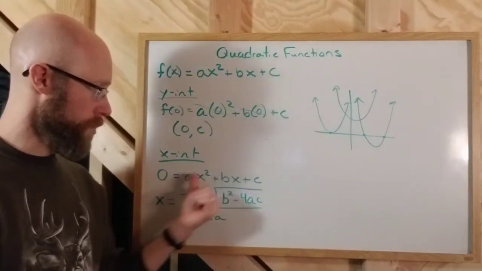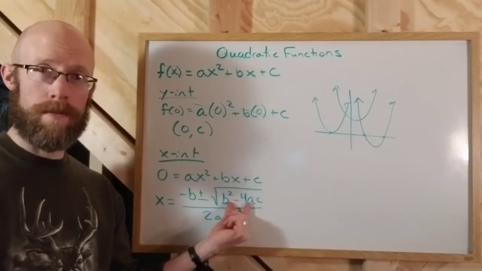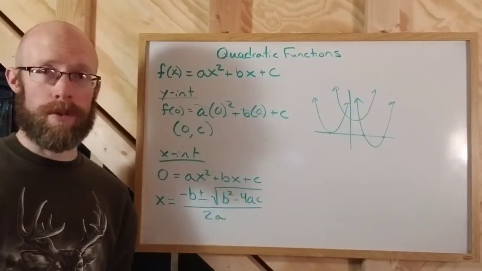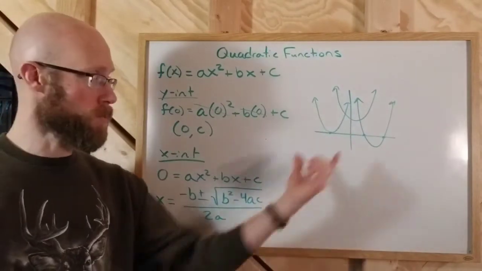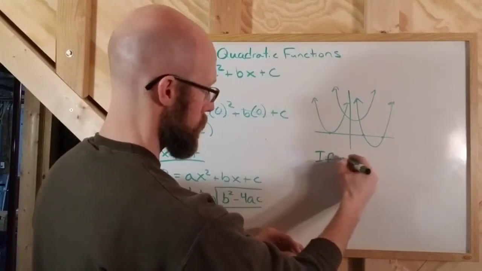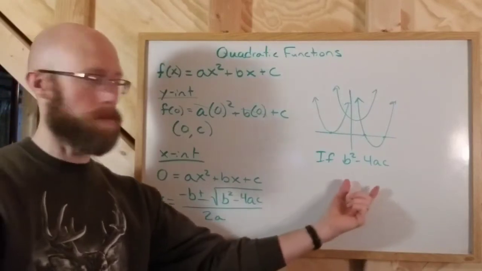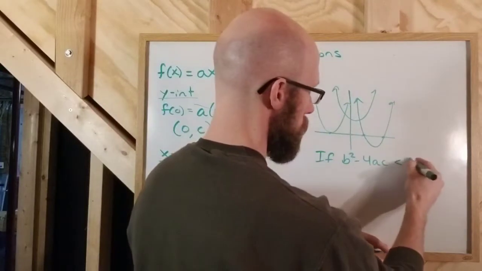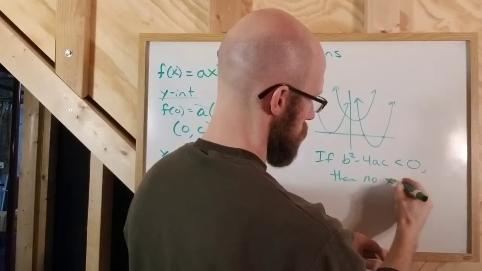With the quadratic formula, the way that works out is that if the stuff under the root is negative, then you end up taking the square root of a negative number. That gives you no x-intercepts, because those are complex numbers. They don't show up on the real number line. So I'll just write this off to the side: if that stuff under the root, which we call the discriminant, is negative, then there are no x-intercepts.